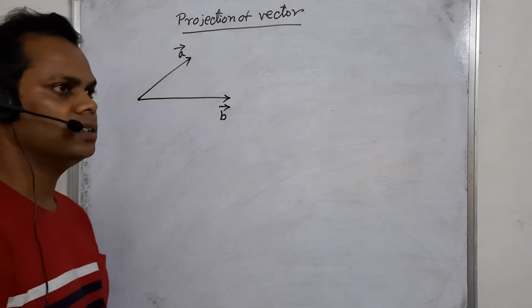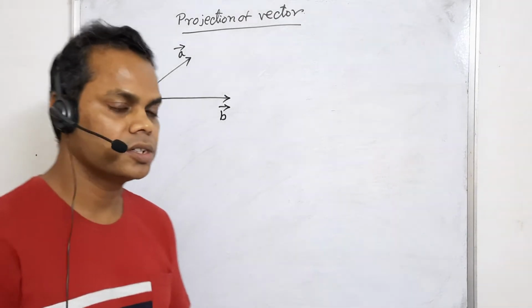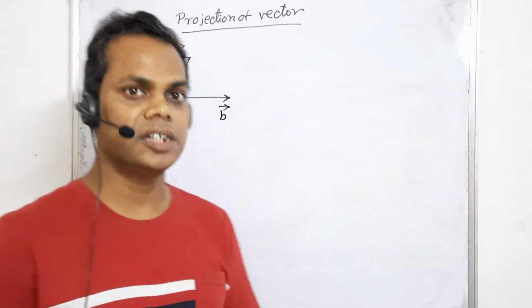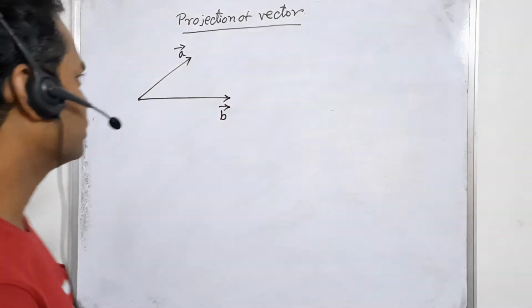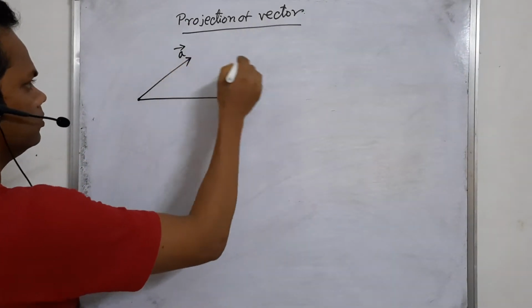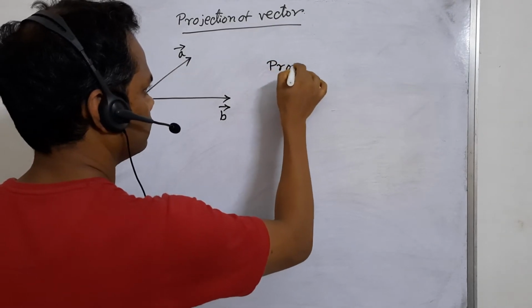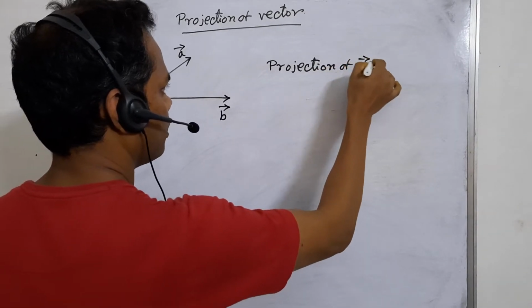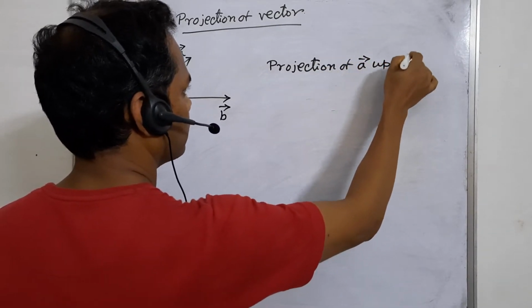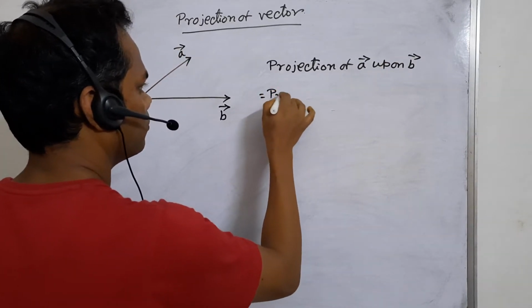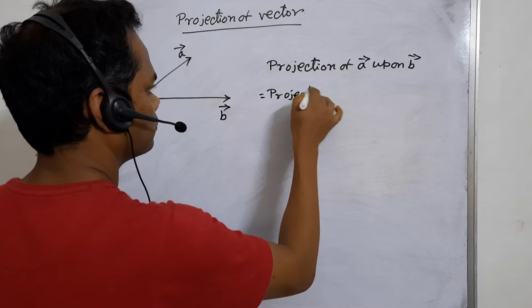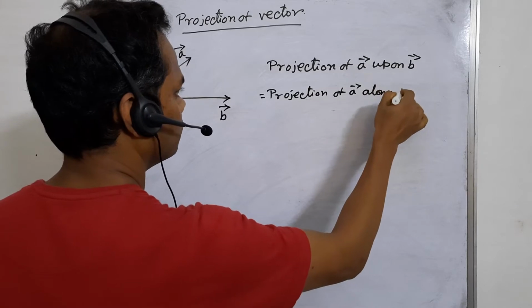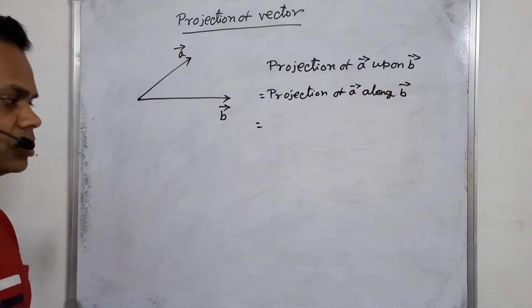Projection of a upon b. Sometimes we have to say projection of a vector, meaning the value or magnitude of the projection of the vector, and sometimes with the direction of the vector. Projection of a upon b, or projection of a vector along b vector, both mean the same.